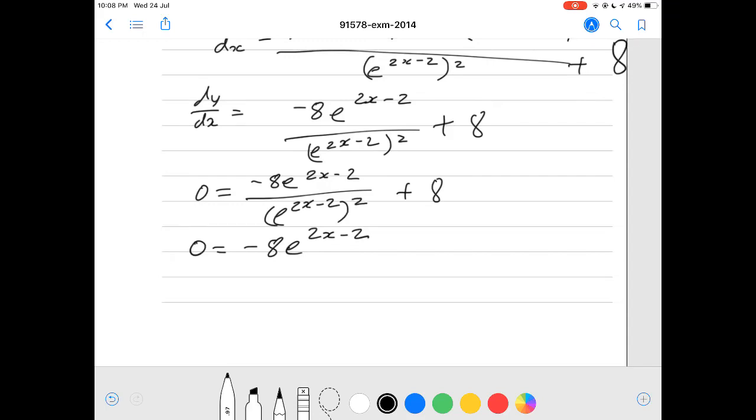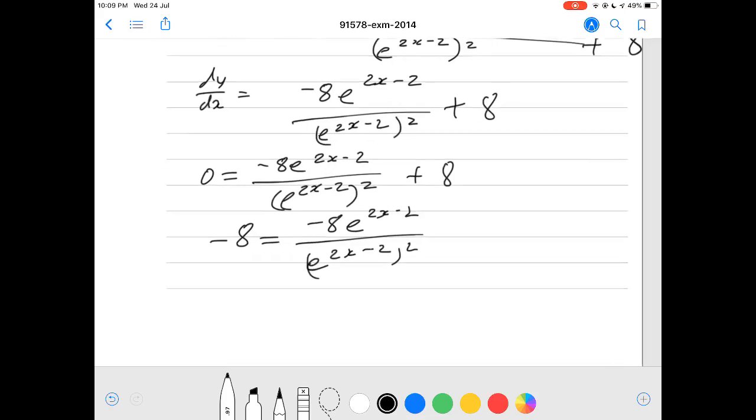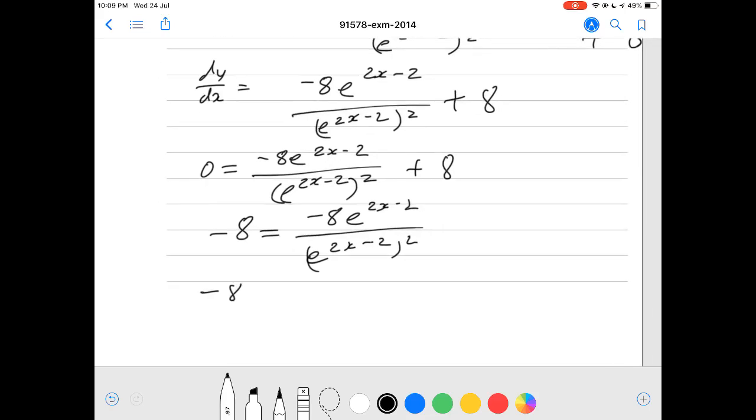Alright, so the first thing I actually have to do is move the plus 8 to the other side. That becomes negative 8 is equal to negative 8e to the power of 2x minus 2 divided by e to the power of 2x minus 2 whole squared. Now if we move it back, it will be a different story. So it becomes negative 8 times e to the power of 2x minus 2 whole squared, and that is equal to negative 8e to the power of 2x minus 2.